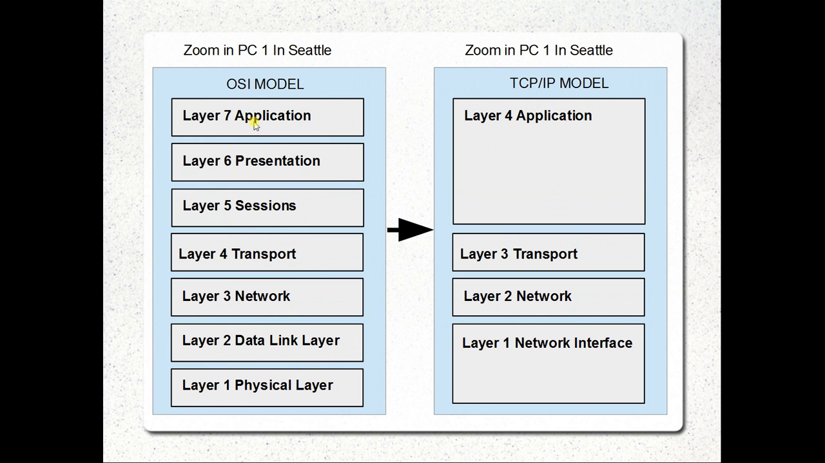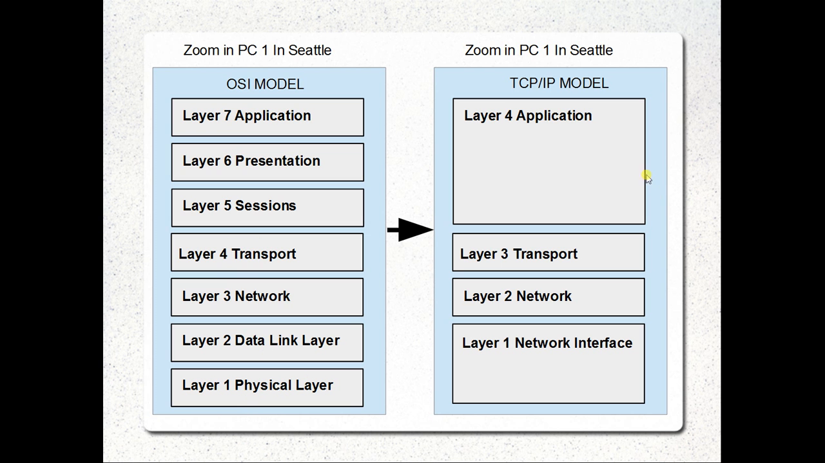And here we have layer 7 is the application, layer 6 is presentation, layer 5 is session, layer 4 is transport, layer 3 is network, layer 2 is data link, and layer 1 is physical. Right now, what you just need to do is get those remembered. And I always remember it by: All People Seem To Need Data Processing. And that'll help you remember the OSI model.